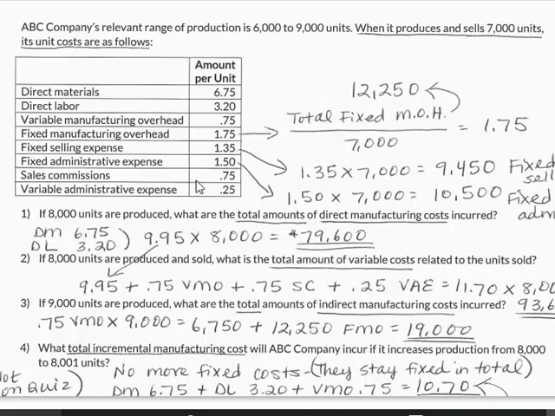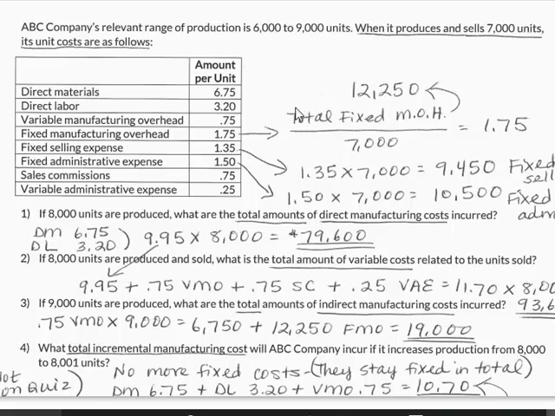And we always need to be careful with fixed costs when they're expressed on a per unit basis, because remember, on a per unit basis, fixed costs will vary per unit. They're fixed in total, but the average cost per unit will change depending upon how many units we're dividing by. And these per unit amounts are based upon this level of production and sales, 7,000 units.